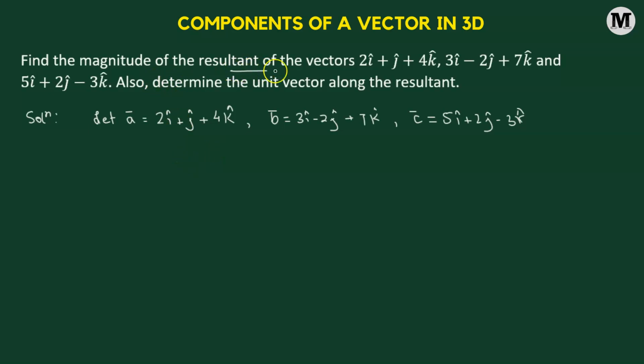We'll find out the resultant of these three vectors. I'll simply take the sum of the three vectors. So we have vector A added to vector B plus vector C. So this is going to be equal to, so we'll sum up all the like terms.